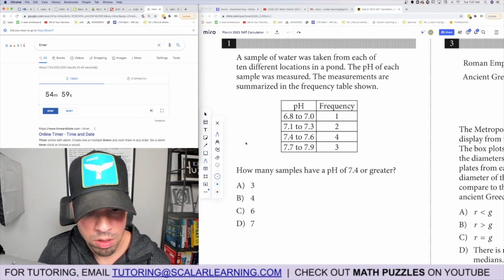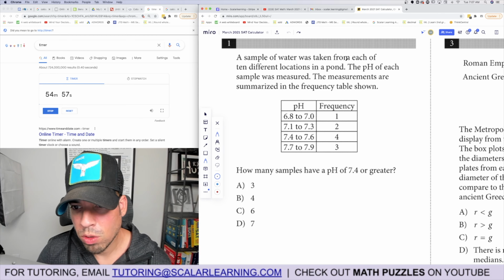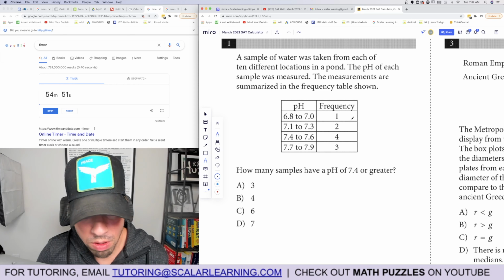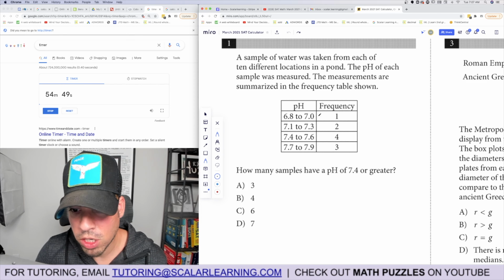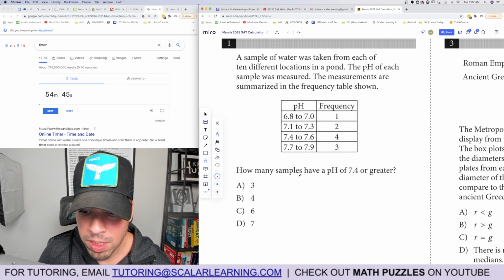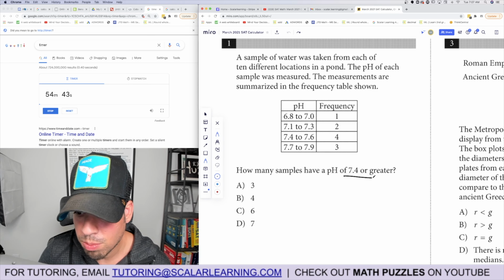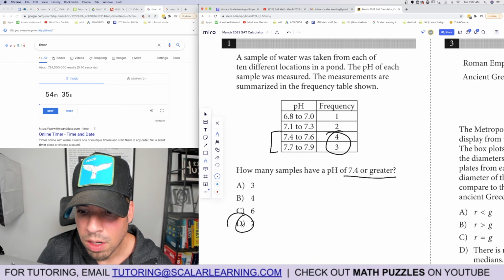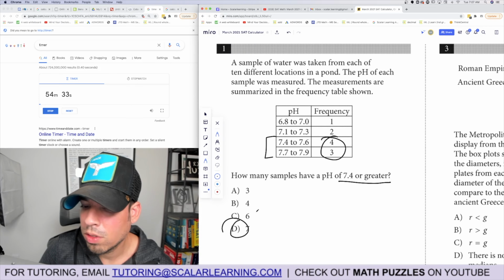Let's go. A sample of water was taken from each of 10 different locations, and the pH of each sample was measured. The measurements are summarized in the frequency table below. Okay, so we've got one measurement in this range, two measurements here, 4 measurements here, 3. How many samples have a pH of 7.4 or greater? So it's going to be this zone right here, which would be 7, 4, and 3, right? And that's it.